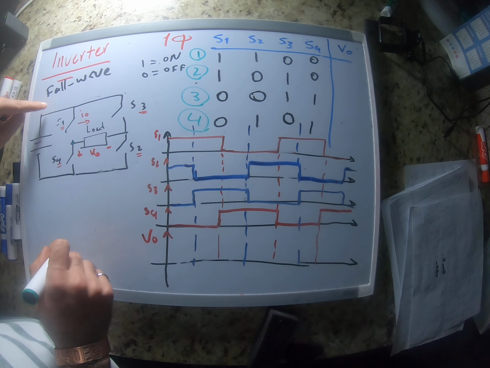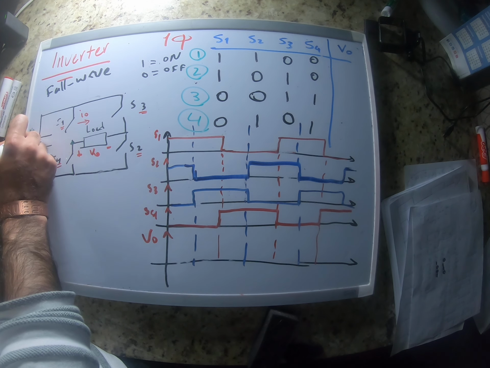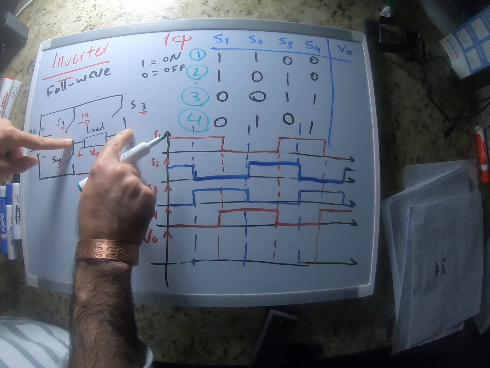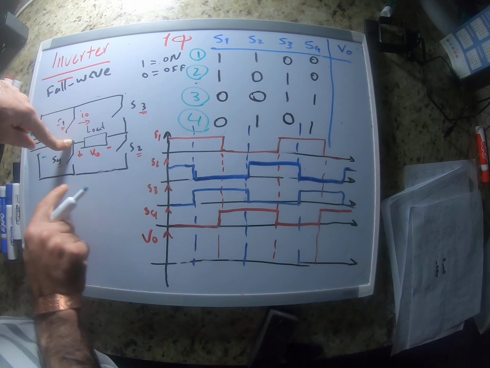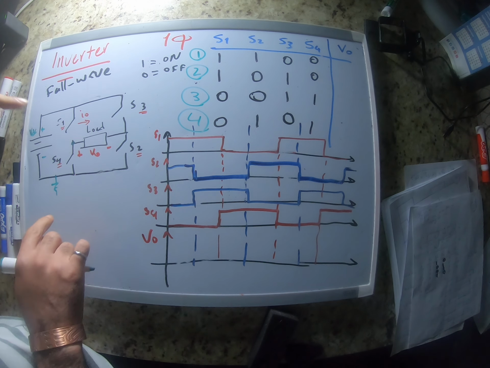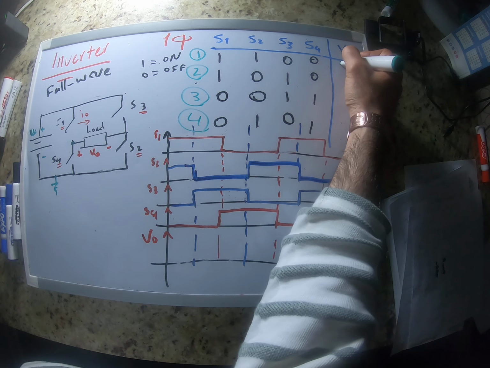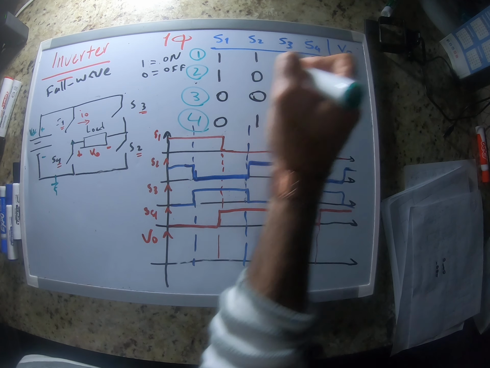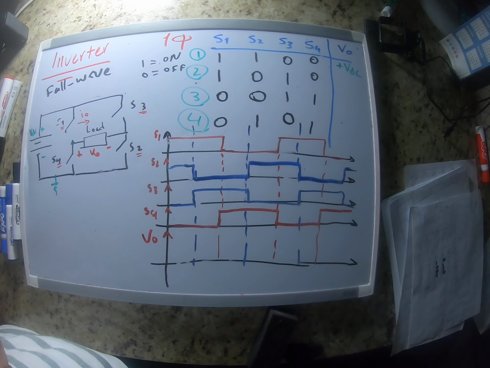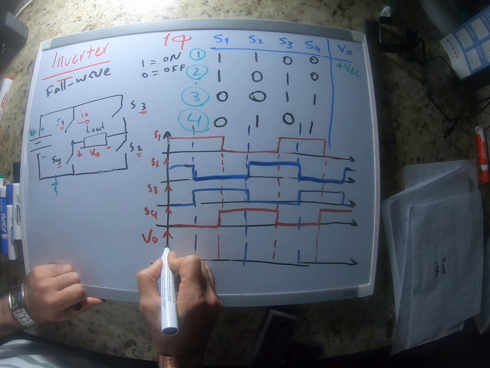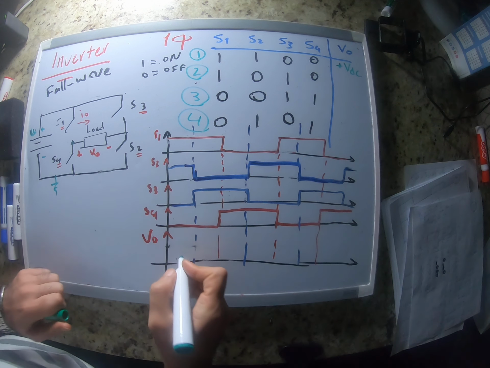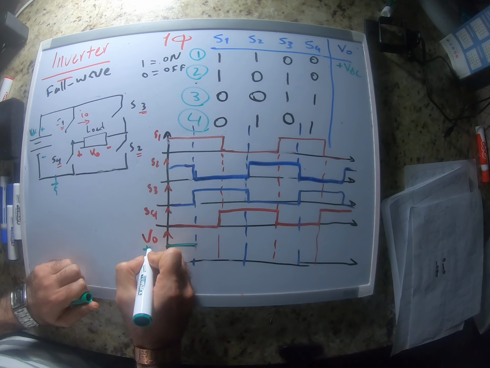This point is going to be connected to VDC positive, and this point is going to be connected to ground, right? So let's just have this ground here. The output voltage is going to be positive VDC. So when S1 is on and S2 is on, our output voltage is going to be positive. Let me choose a different color. Maybe that green was good. So this is going to be positive VDC.